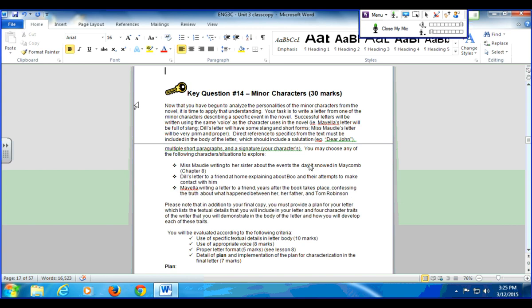And we looked at that back in lesson 8, looked at writing a letter of complaint. You want to do the exact same thing. It's a different type of letter for this one.